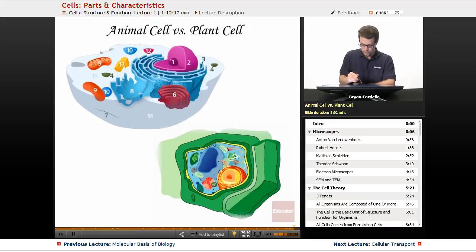There's no centrioles in this picture. If you look carefully, there aren't any. Here are the centrioles. So this is one example of something you would see in an animal cell that tends to not be in a plant cell.